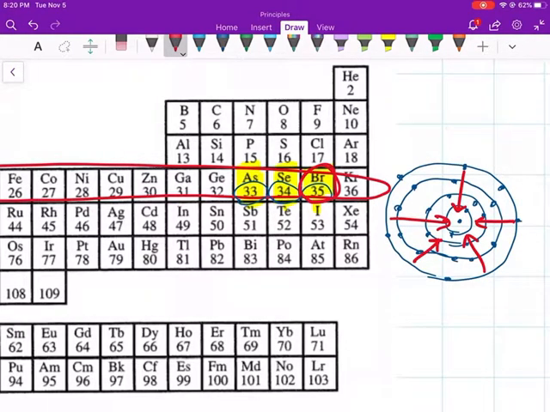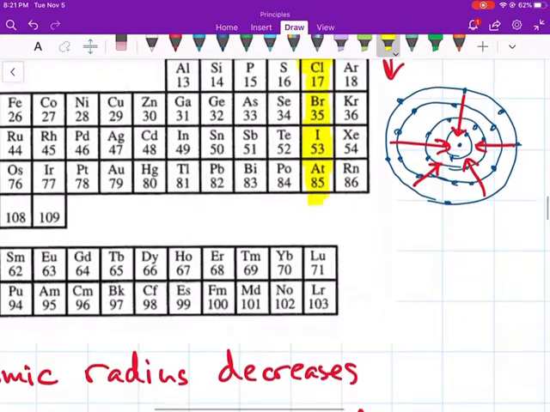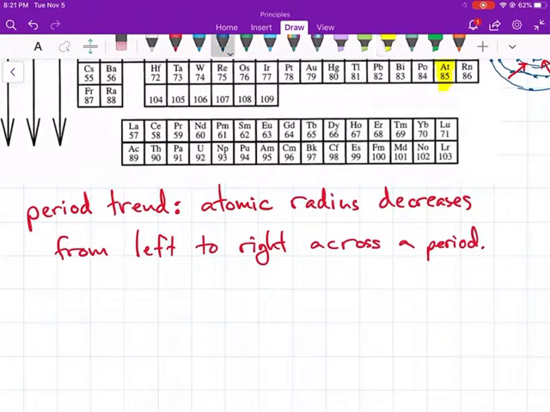Now they also get bigger though as we move down. So let me get rid of some of this. If I were to look at, let's say, fluorine, chlorine, bromine, iodine, astatine, what's happening is as we move down, yeah, there's more protons, but more importantly, there are more energy levels. So we're going from just 2 energy levels for fluorine to having 3 for chlorine, 4 for bromine, 5 for iodine, and 6 for astatine. So you're adding layers to the atom. So that becomes what we call our vertical trend, also known as the group trend.